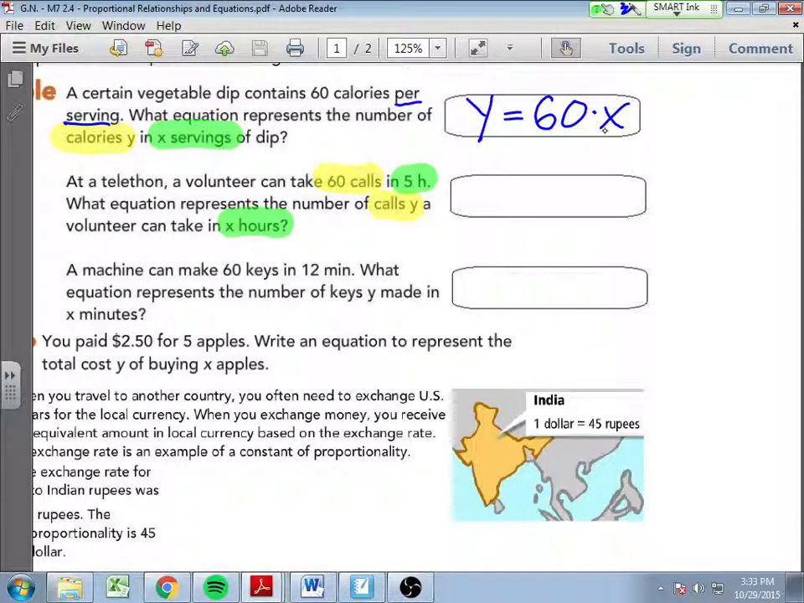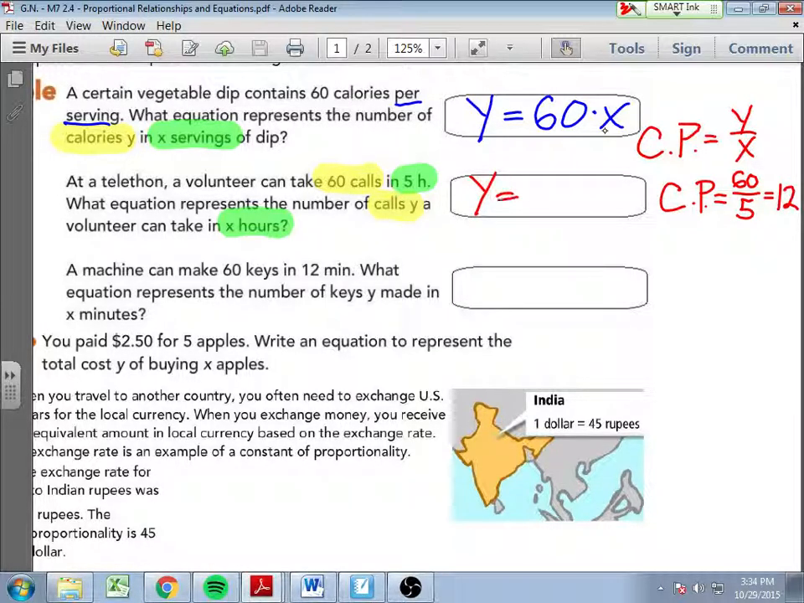So remember, to find our constant of proportionality, we just take the y value divided by the x value. So to find our constant of proportionality here, we have to do a division, because we know how many calls they can take in 5 hours. I want to know how many calls she can take in 1 hour. So we set up our y value of 60 over our x value of 5, and we get 12. So now my equation is y equals 12 times x.